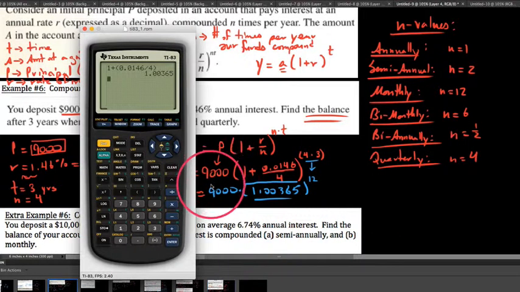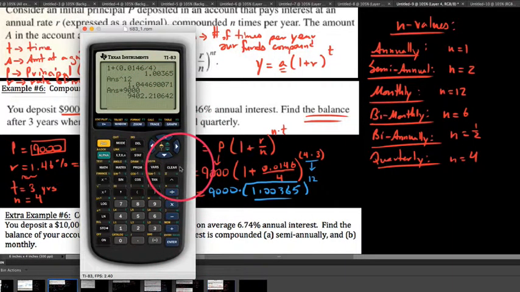Order of operations says we take our answer here to the power of 12, which gives us this ginormously long number. Then we take that answer times 9,000. Doing this piecemeal, what you're going to see is that we get 9402.21.